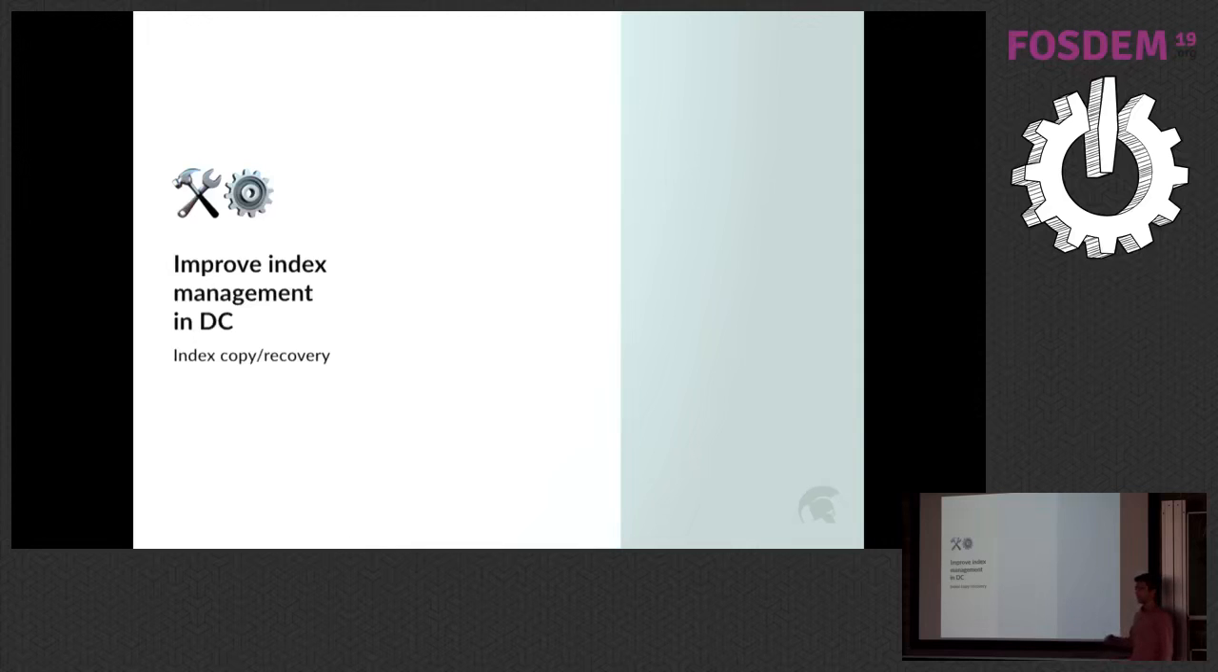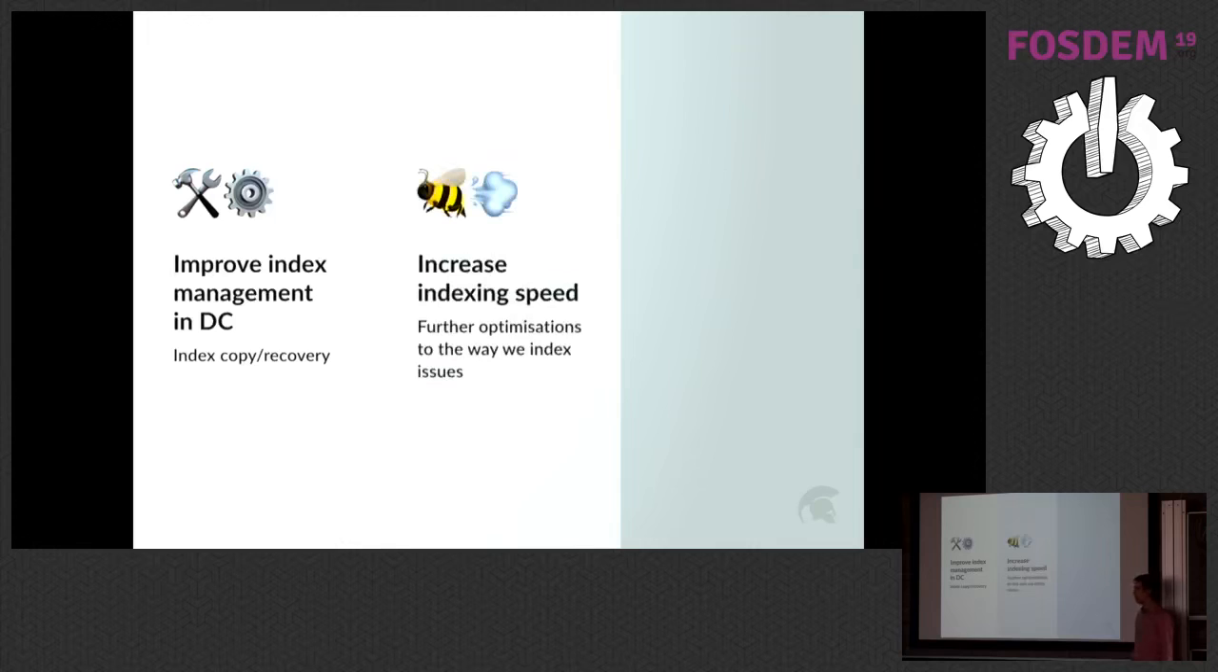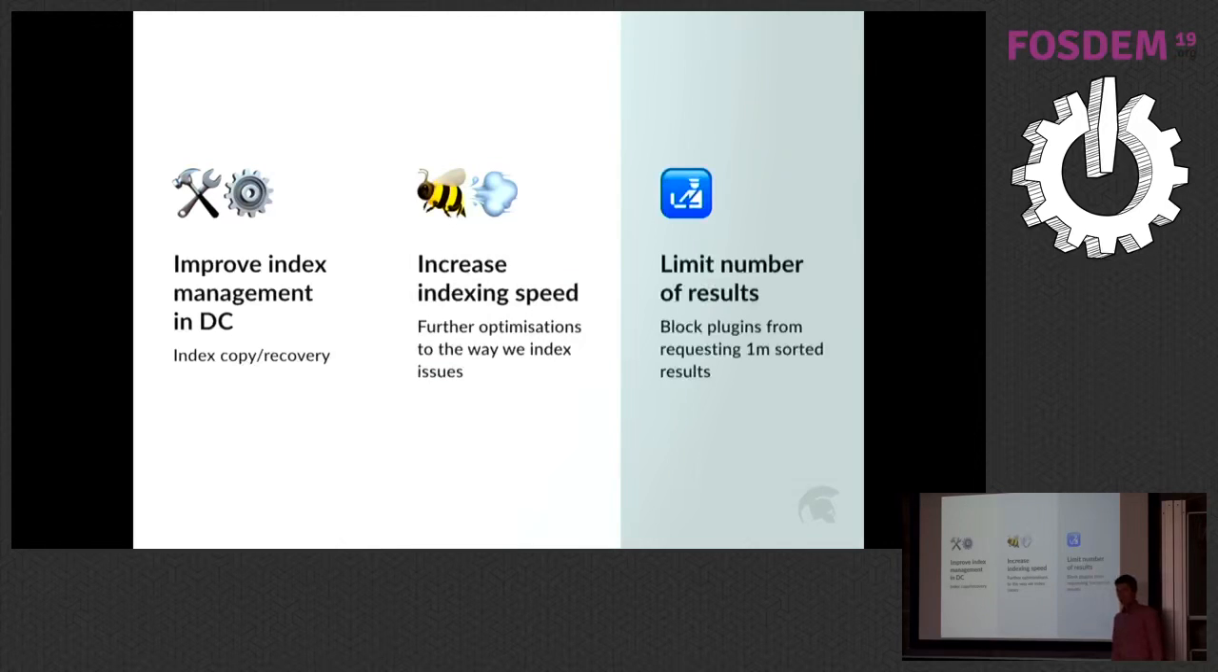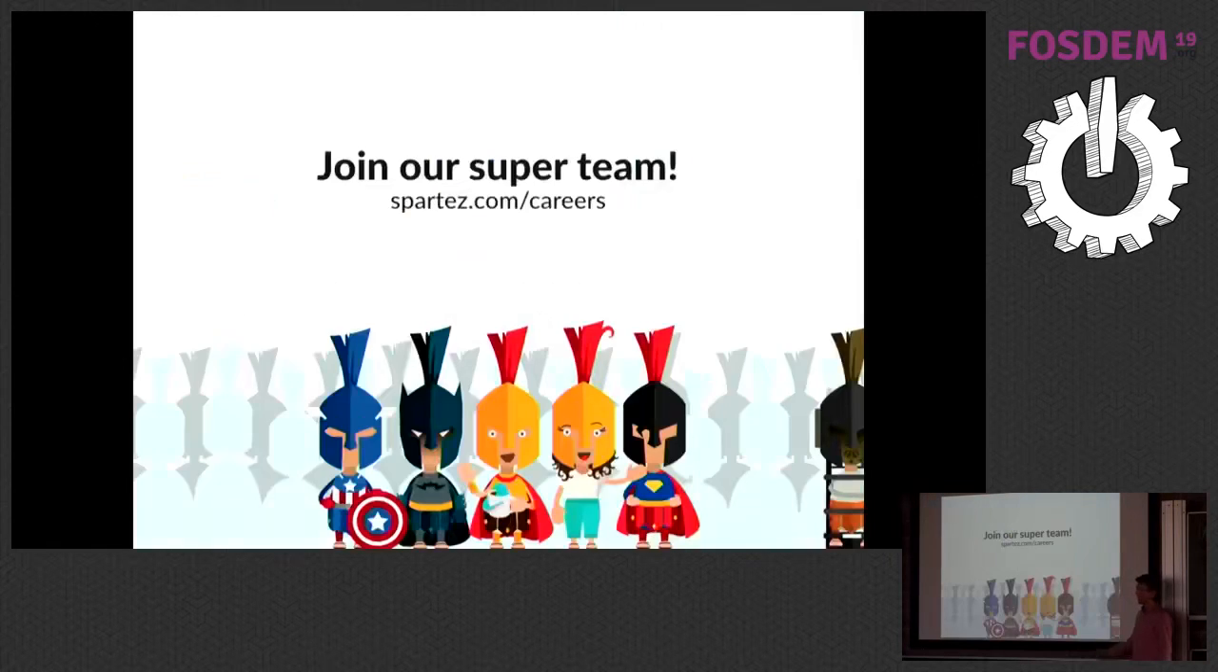we have a mechanism to copy the index between nodes if there is a failure of one node, and we want to improve that. Also, we want to increase the indexing speed because we identified some inefficiencies in the way we index, and we need to improve our APIs because currently a plugin can run a query in Jira saying, give me all 1 million issues sorted at once, and that can bring the instance down. So we need to find a way how to avoid that, at the same time not stop the functionality of those plugins.